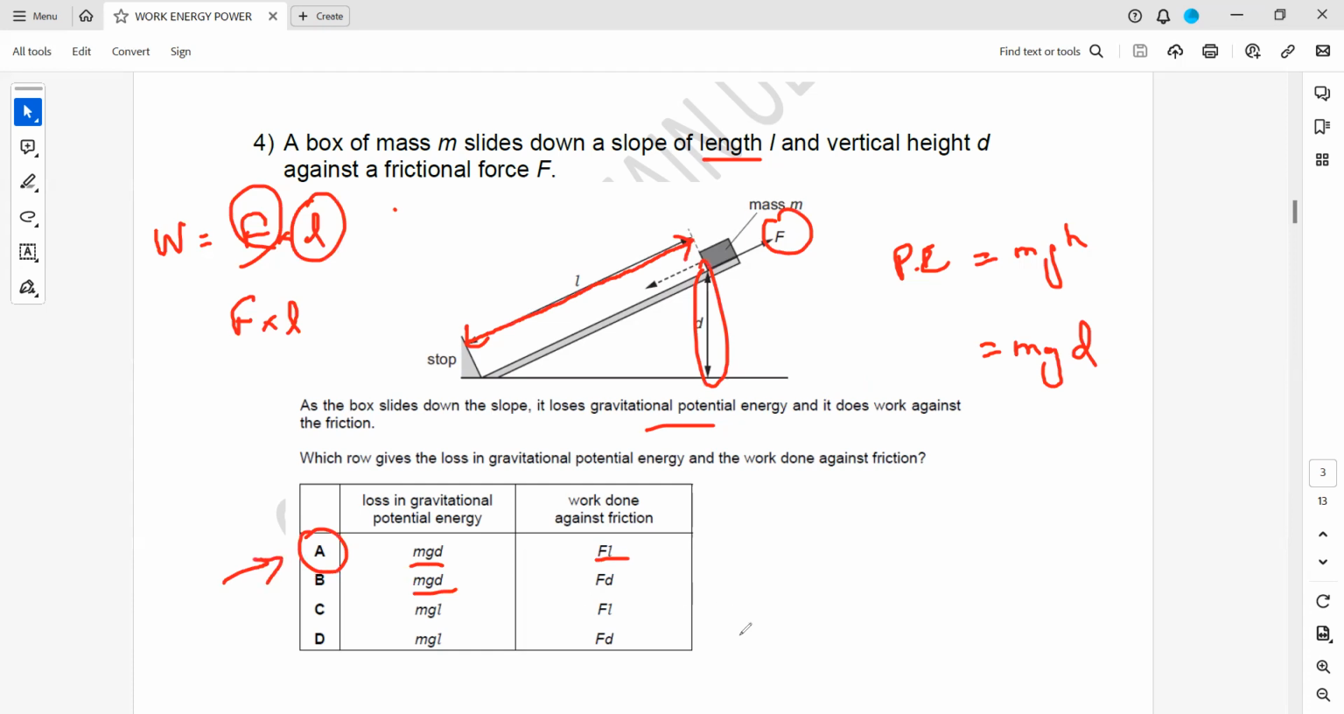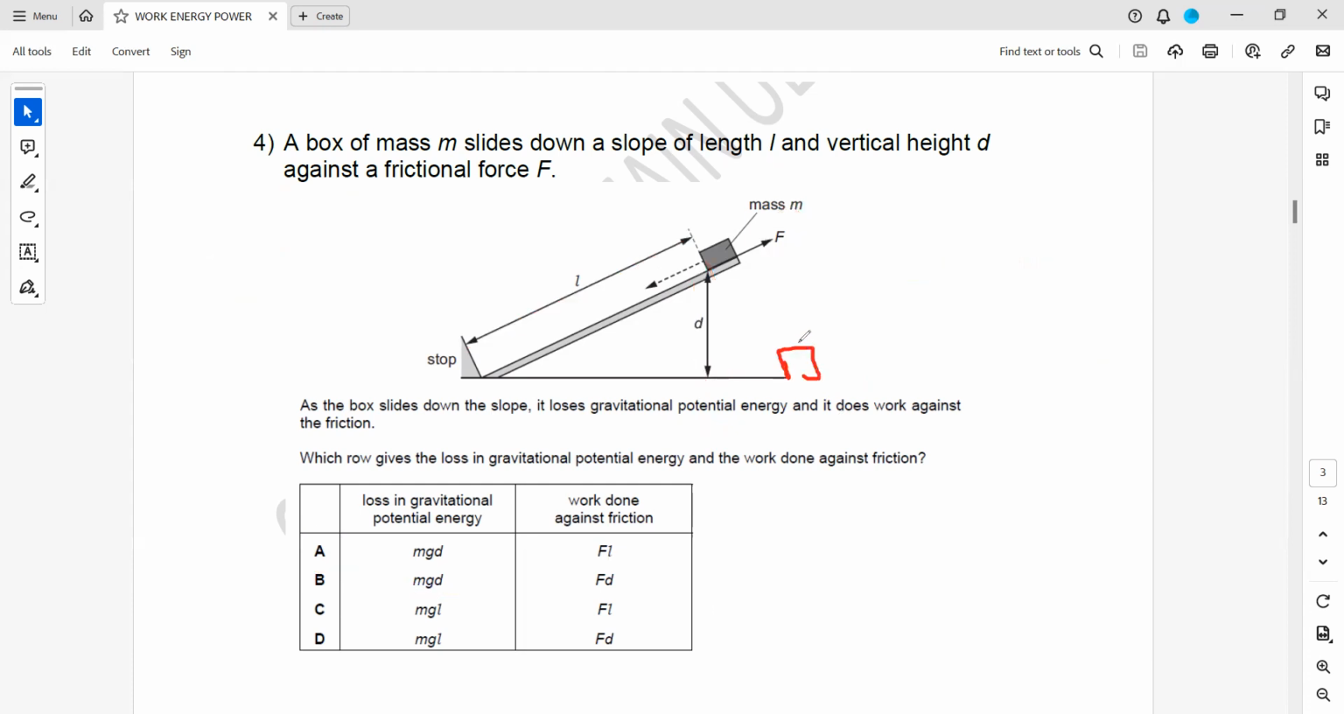Whenever you're calculating a work done, you need the distance in the same direction. For example, if the direction of the force is upward, which distance should I use to calculate the work done? I should use D. But if the direction of the force is along the slope, then we have to use the distance which is in the same direction. So that is L. That's why we use L here.